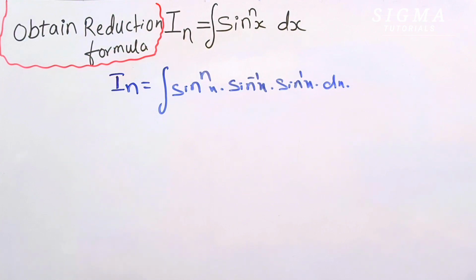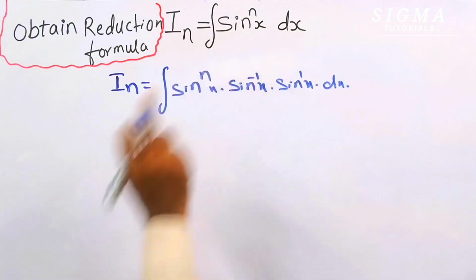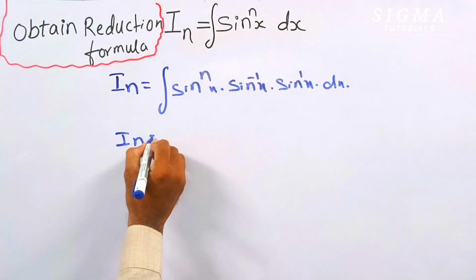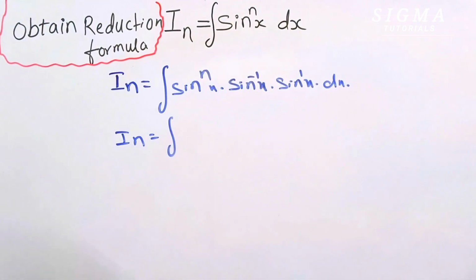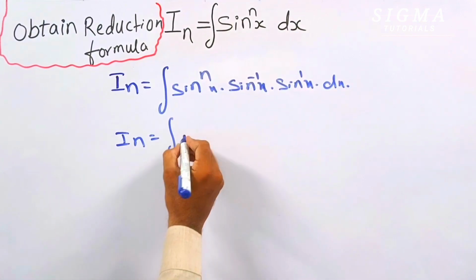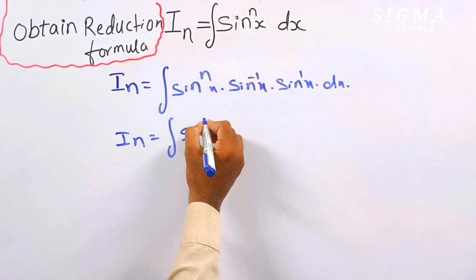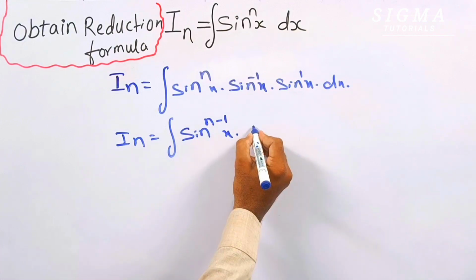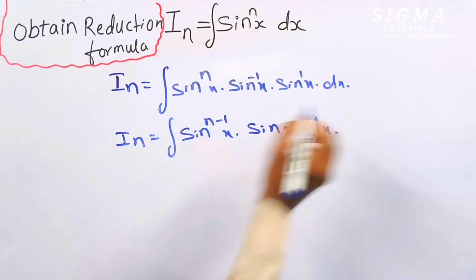In the second step, since the bases are same, the powers can be added. So I will write the integration of sine power n minus 1 x and sine power x dx.